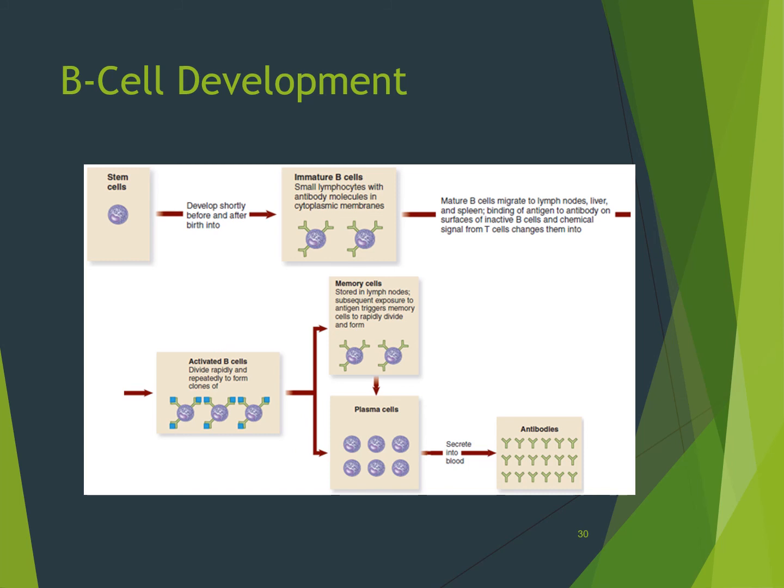So this is the developmental process of B cells. Again, the B cells are a part of humoral immunity, which helps us to produce resistance against specific antigens related to specific diseases.